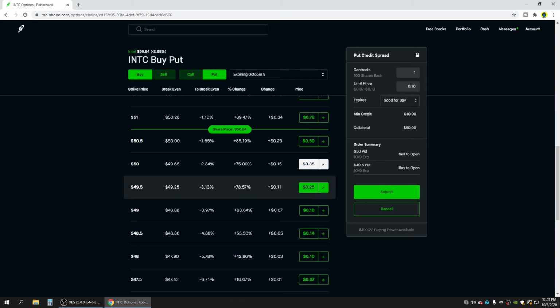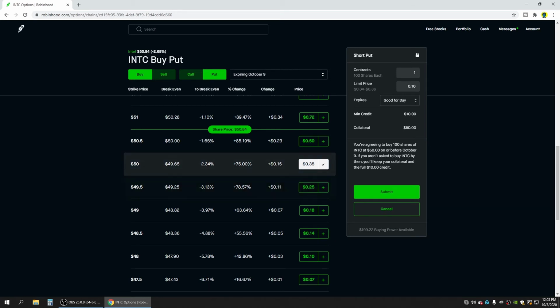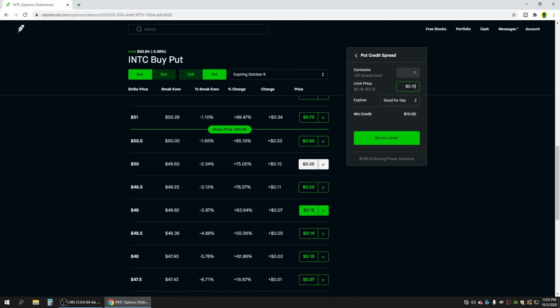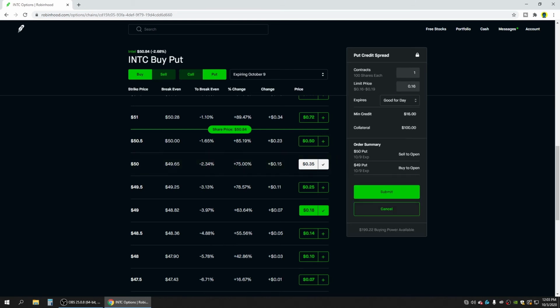But let's just say we wanted to get a little more credit. We didn't actually think that Intel could go below $50, and we bought the 49 instead. Now we would be able to receive a lot more credit. We could get about $18 in credit, I would say. Now our collateral is $100 because the difference between our strike prices is $1.